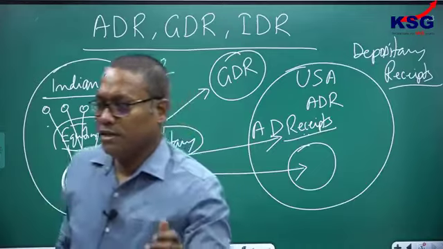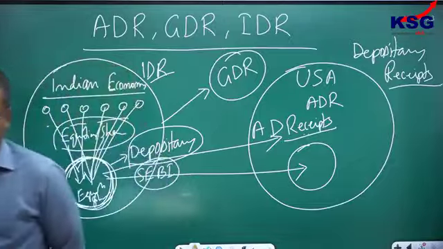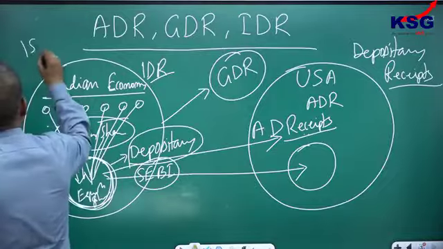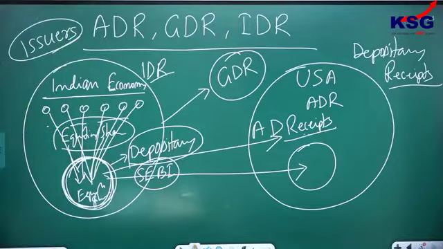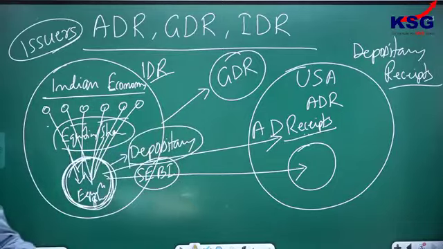Okay, please write a few lines. Depository receipts constitute an important mechanism through which issuers, which means the companies who issue it, can raise funds outside their home jurisdiction. Home jurisdiction. Full stop.